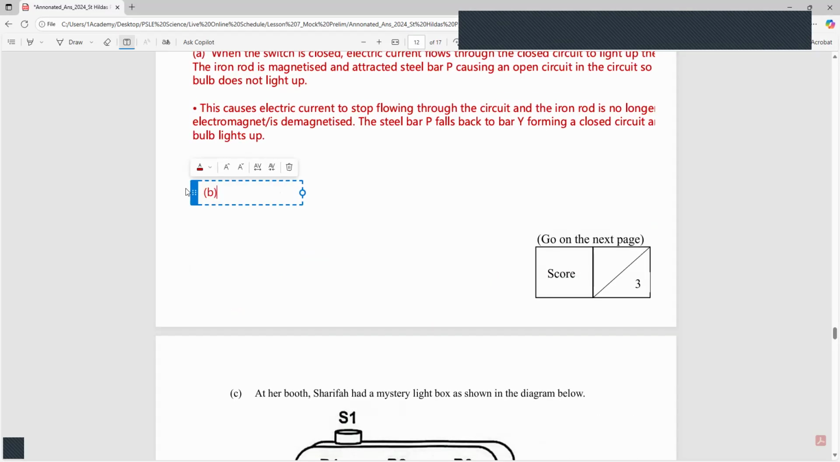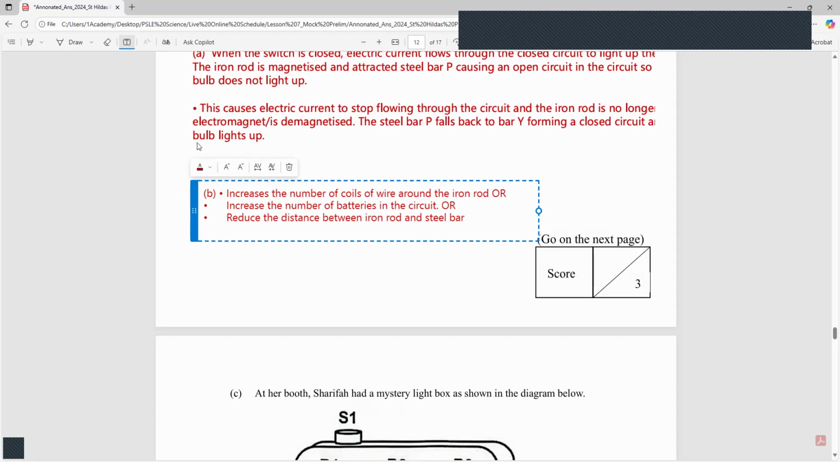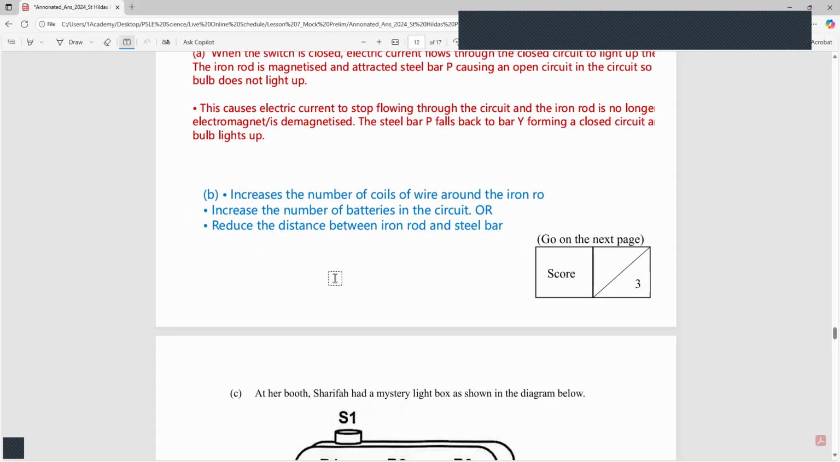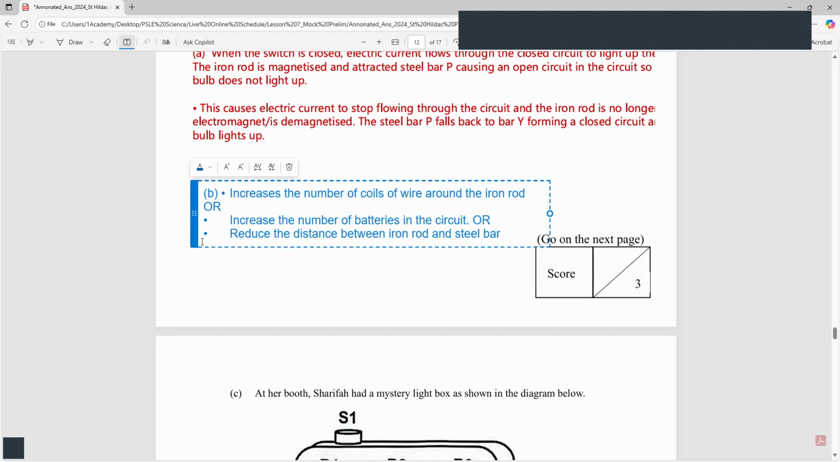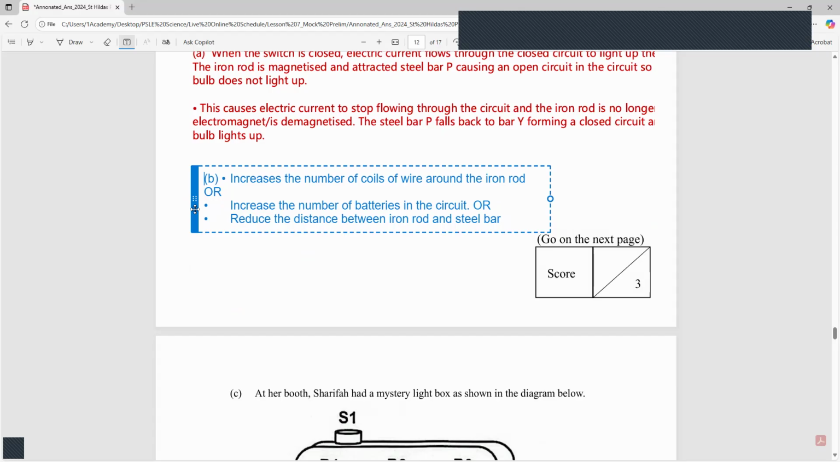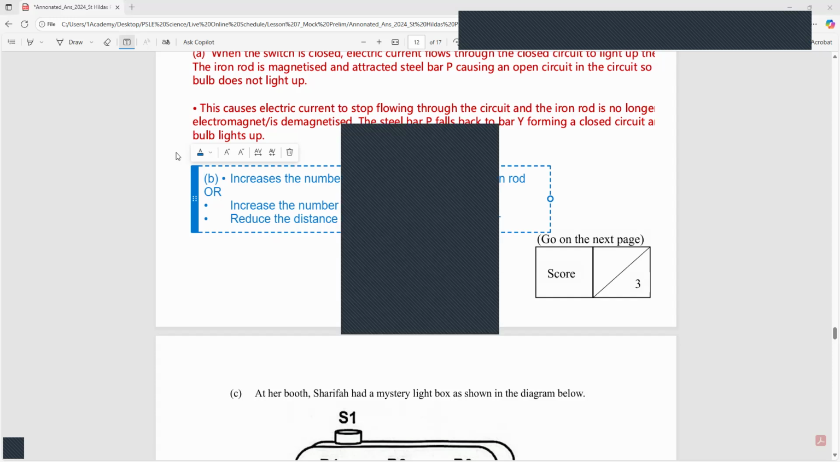So part B, three possible answers. You can increase the number of coils or wire around the iron rod, or increase the number of batteries in the circuit, or reduce the distance between the iron rod and the steel bar. So there are three possible answers for this question. Okay, pause recording.